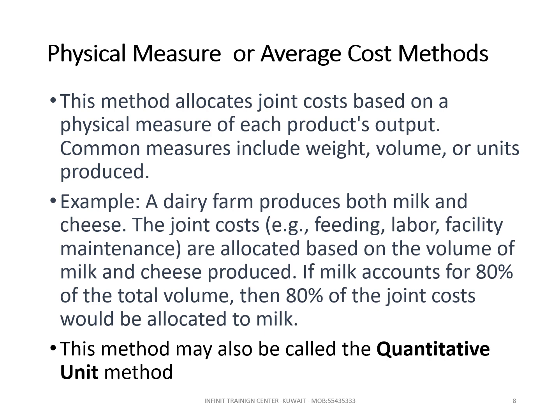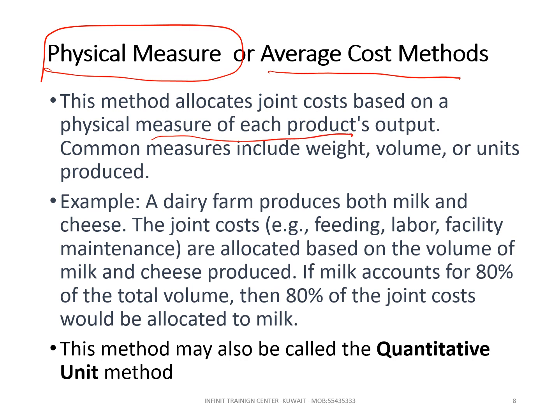Here you can see the first method is the physical measure method, or it is also called the average cost method. As I mentioned earlier, what we are doing here is taking the total joint cost and splitting the joint cost based on how many units of each product is produced. So it is based on a physical measure of each product's output. As measures you can use weight, volume, units, whatever.